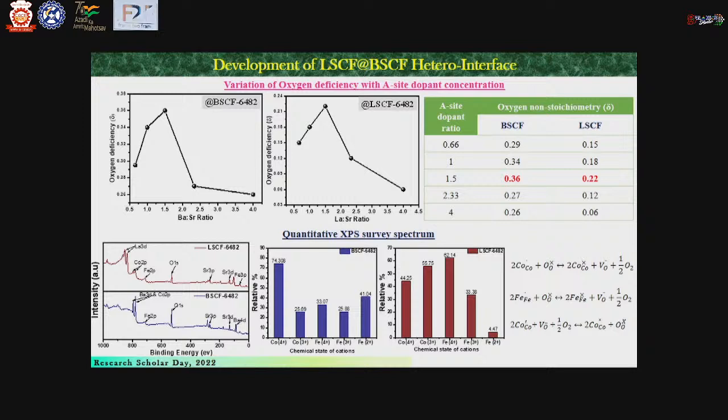From the XPS survey spectrum analysis for these optimized batches, we have also observed that the formation of the Co-Co dot lattice is predominant for the BSCF 6482 system, and thus aids the formation of the oxygen vacancy and molecular oxygen, and thus this composition may be effective for the oxygen evolution reaction. And in case of the lanthanum conjugated system, we have found that the formation of Co-Co prime is more predominant.